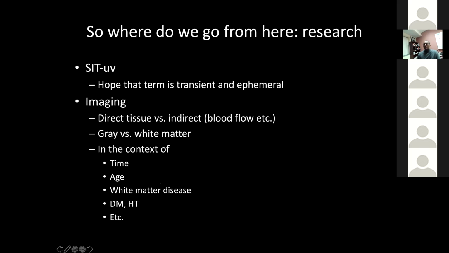And then there's the issue of whether these imaging findings should be put in the context of time from onset, age, white matter disease, diabetes, hypertension, et cetera, or can they be put in an absolute sense. And then the other part, which I've deliberately stayed away from, is whether they should be put in the context of eloquence of the brain that is getting affected.